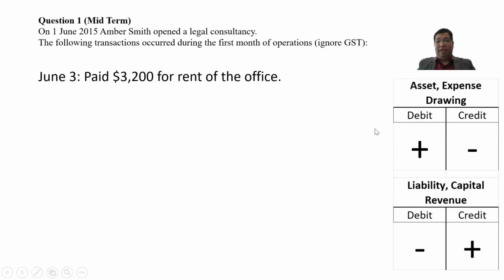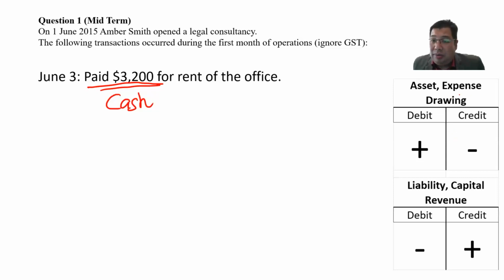Let us move to the second example. On June 3rd, the legal firm paid $3,200 for rent of the office. So when we make payment, what happened to our cash? Our cash will reduce. Our cash will decrease. Cash is an asset, so I'm going to put here, our cash will reduce.